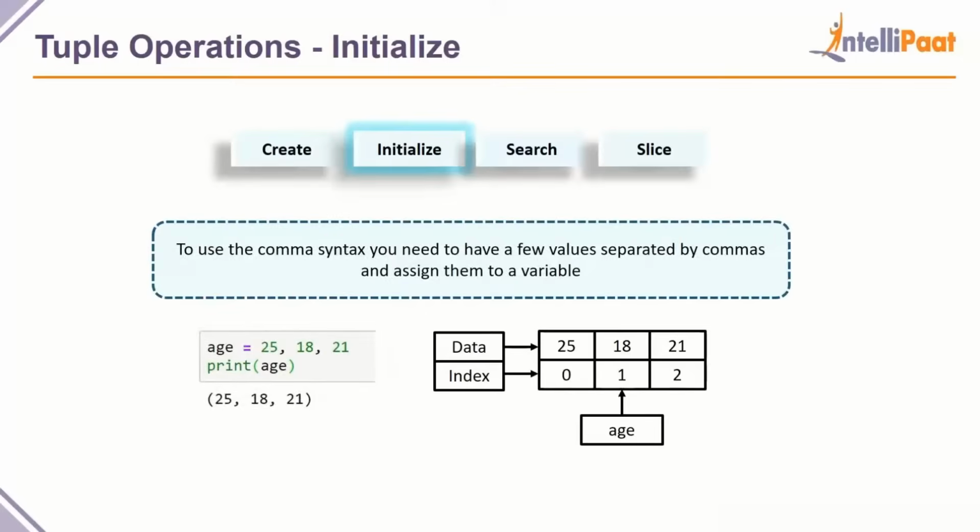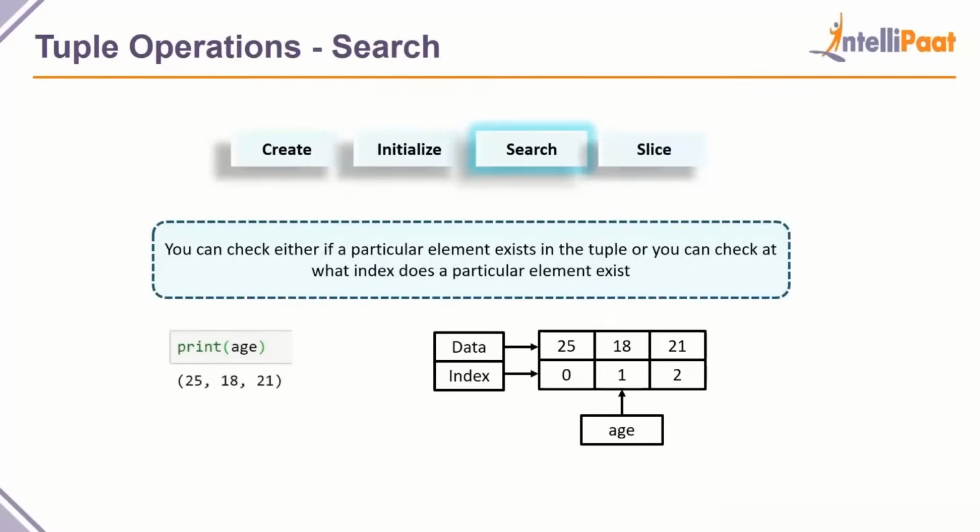Now, to use the comma syntax in order to initialize a tuple, all you have to do is type in some values with commas. Even if it's just one value, type in a comma after it and you'll get a tuple with a single value. You don't have to use parentheses, as I discussed earlier, so you can do it on your own. And then you can print and see the output as well.